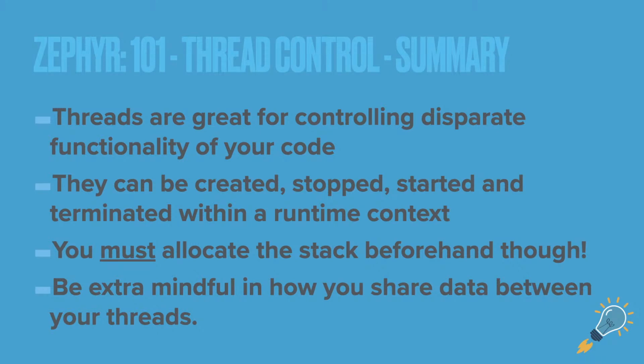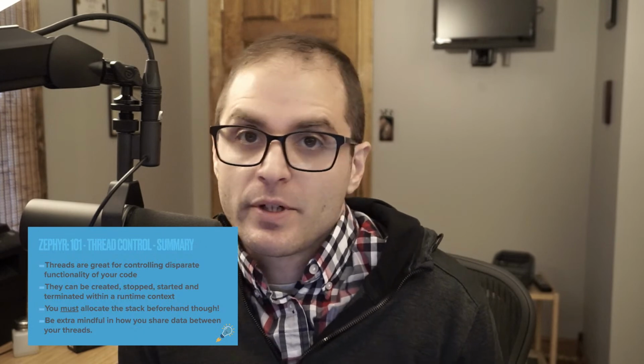Just remember that you have to, and I'm going to beat this dead horse, allocate that stack beforehand, because otherwise you won't be able to create a thread. And just be extra mindful about how you share data between your threads. This is probably the biggest gotcha in any type of RTOS where you have multiple threads. Shared data context, I've shot myself in the foot a lot where I'm not properly sharing data across threads, and it's just like, why isn't this working? Why is this locking up?